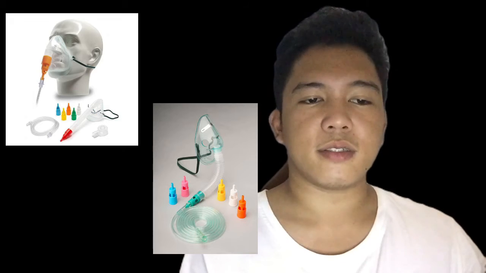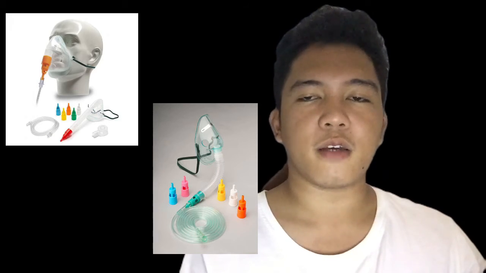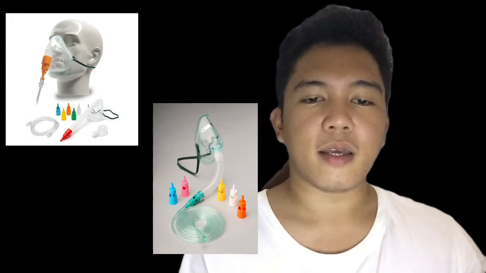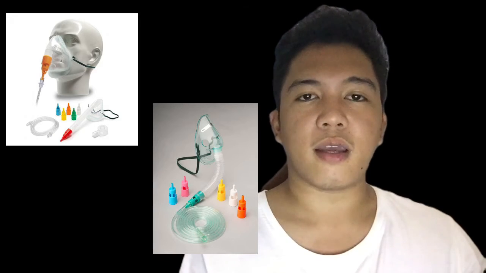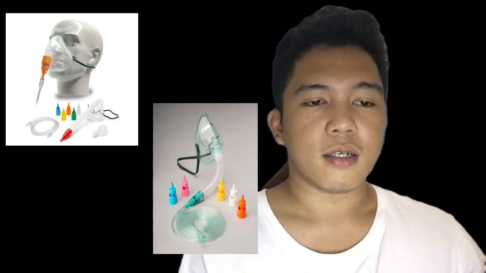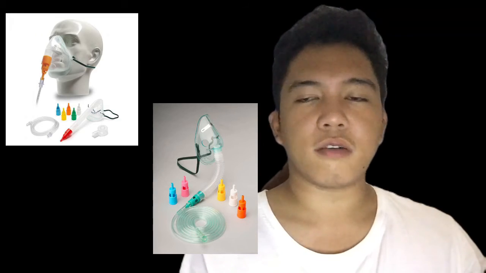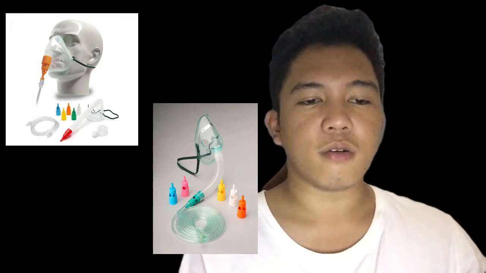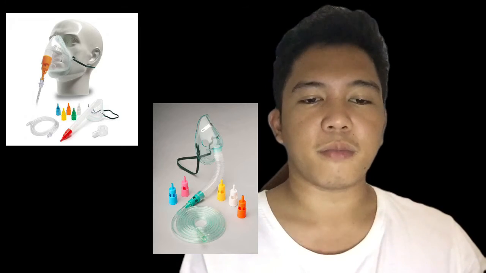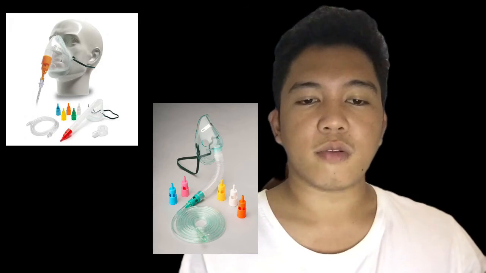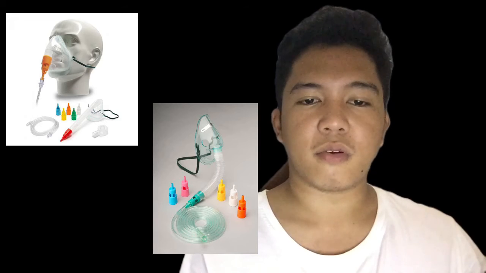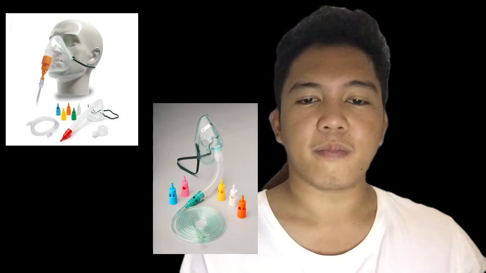There are advantages. It administers a specific FiO2 determined by the air entrainment adapter on the end of the mask. There are also disadvantages. FiO2 is only available according to mask adapters: 0.24, 0.28, 0.31, 0.35, 0.40, and 0.50.